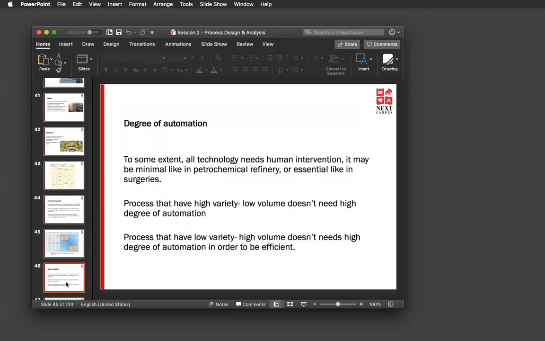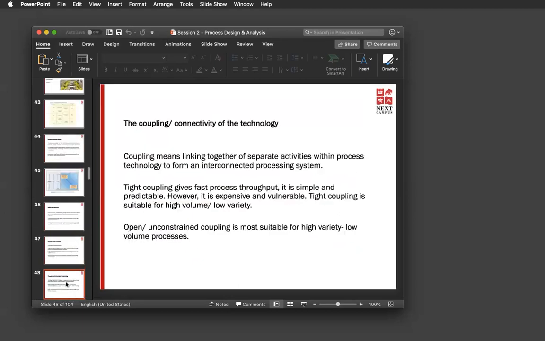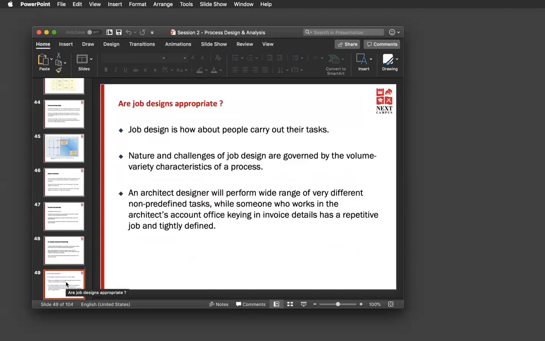These slides expand on what I have already told you. So it's a good thing if you can go and read through all these things. Right? The scale of technology, coupling, connectivity of technology. And of course, based on that, you need to decide on the types of jobs that are required. So types of jobs will depend on the level of complexity and what kind of layout and process is being used.